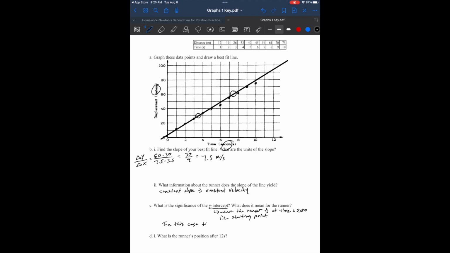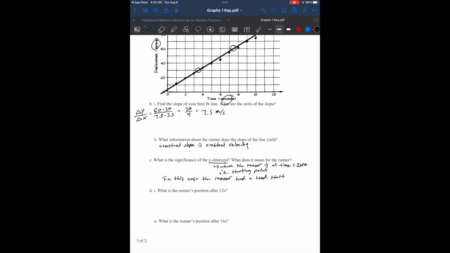Let's get this fully written out, and then we'll be ready for the next question. So in this case, it means the runner had a head start because they were in positive territory. It's just a way to interpret the graph. Being able to look at a graph and make up a story in your head so that you can answer questions based on your knowledge of what's going on.